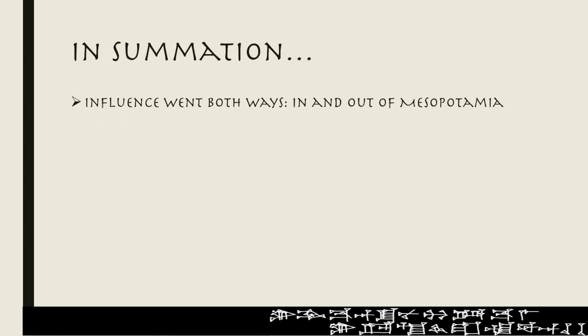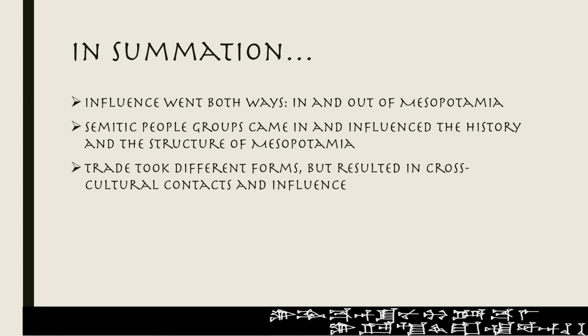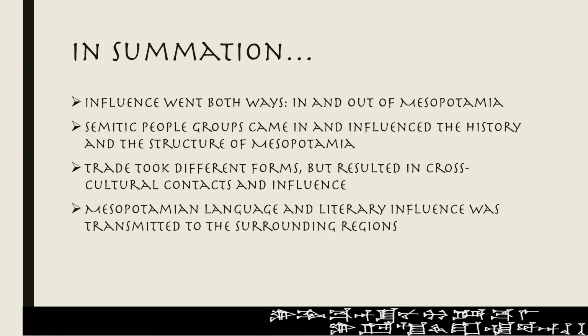So in summation, influence went both ways, both in and out of Mesopotamia. Semitic people groups came in and influenced the history and structure of Mesopotamia. Trade took different forms, but resulted in cross-cultural contacts and influence from all of these regions. And Mesopotamian language and literary influence was transmitted to the surrounding regions, having a significant effect. And we see this in biblical texts, we see this in literary traditions from the surrounding regions.